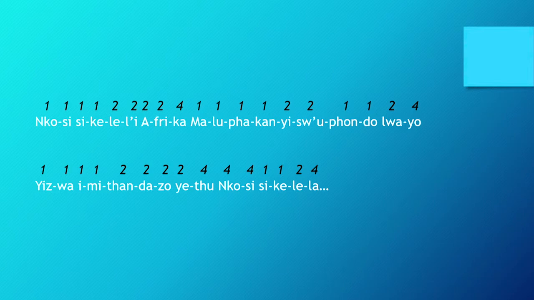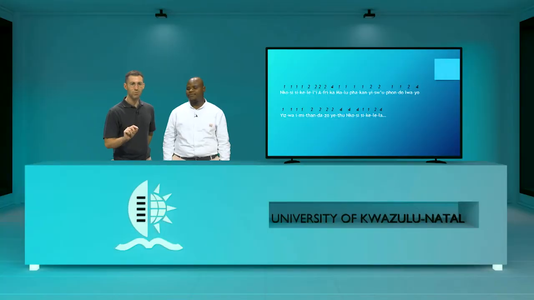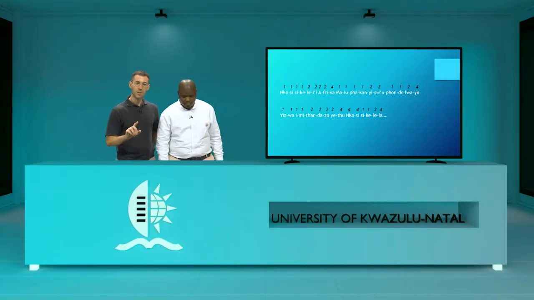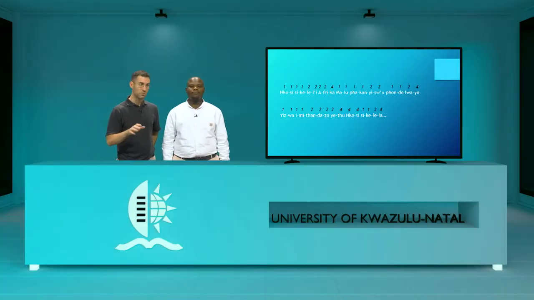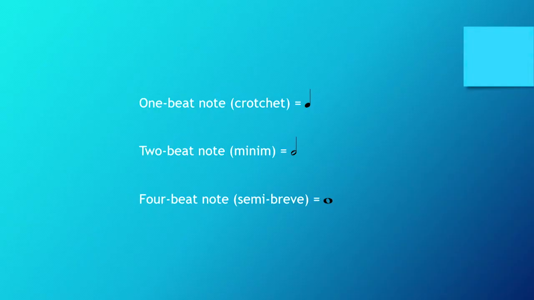This is actually a very simple form of musical notation. But what I'm going to show you next, or what we are going to show you next, is how these numbers are represented in musical notation. Here they are. One beat note, which in English we call a crotchet.